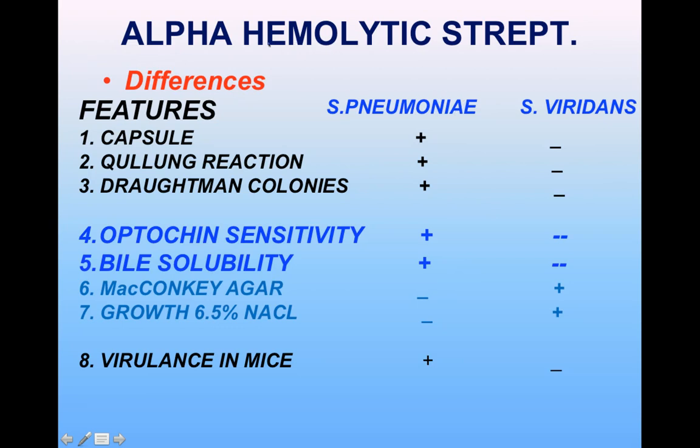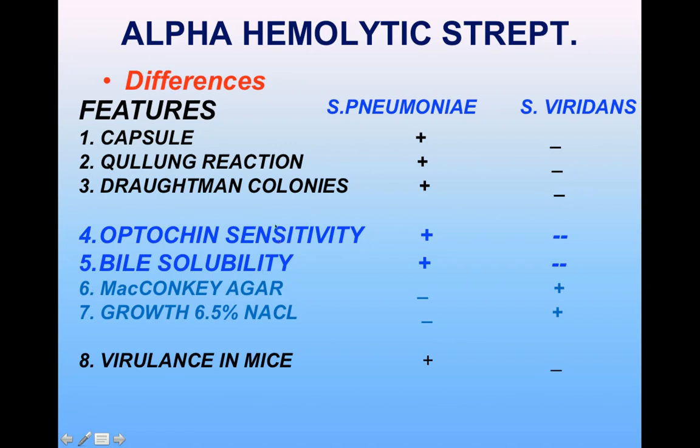So how will you differentiate between Strep pneumoniae and Strep viridans? This is one of your very important viva questions. You can also get an OSPE question on this. The most important is the presence of capsule with pneumococcus, so the Quellung reaction would be positive, whereas with viridans it is negative. The colonies are typical draftsman colonies after 48 hours because of autolysis by amidase, and it is seen in Strep pneumoniae, but viridans do not show draftsman colonies.